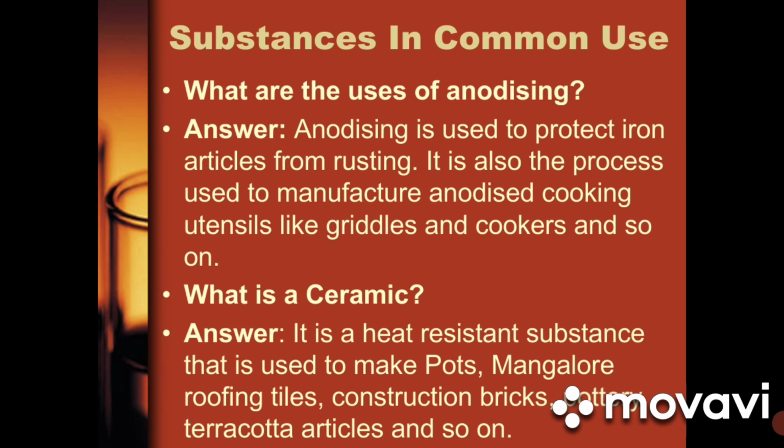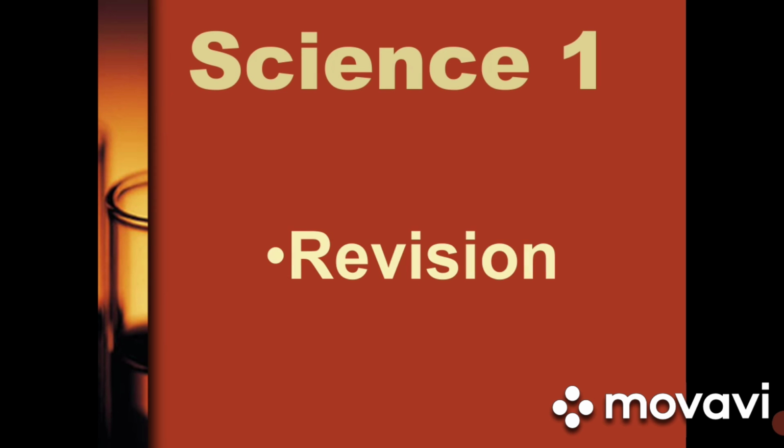What are the uses of anodizing? Anodizing is used to protect iron articles from rusting. It is also the process used to manufacture anodized cooking utensils like griddles and cookers and so on. What is a ceramic? It is a heat-resistant substance that is used to make pots, Mangalore roofing tiles, construction bricks, pottery, terracotta articles, and so on.